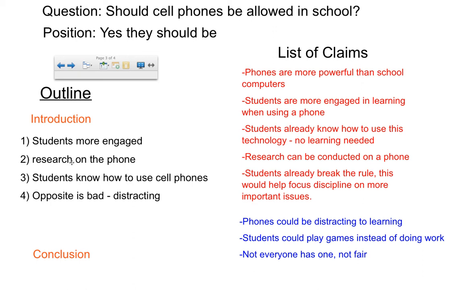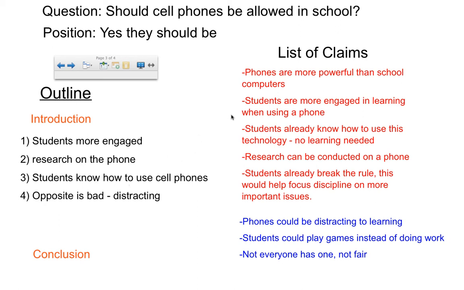Also, that research can be done on the cell phone, and I can supply all the evidence about how research could be done on the phone in that paragraph. I'm going to have one paragraph all about how and why you can do research on a phone, maybe why research is more efficient than other school technology pieces that we have here. Then my third claim is going to be that students know how to use cell phones.